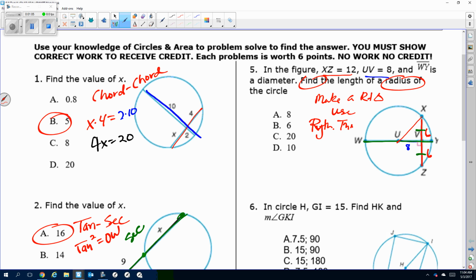So because I have 8 here and 6, the radius is my hypotenuse. So basically all I'm doing is a squared plus b squared equals c squared, which means 8 squared plus 6 squared equals my radius squared. So 64, 36, radius squared, 100, radius squared, but then take the square root. Okay, so my answer was D here.